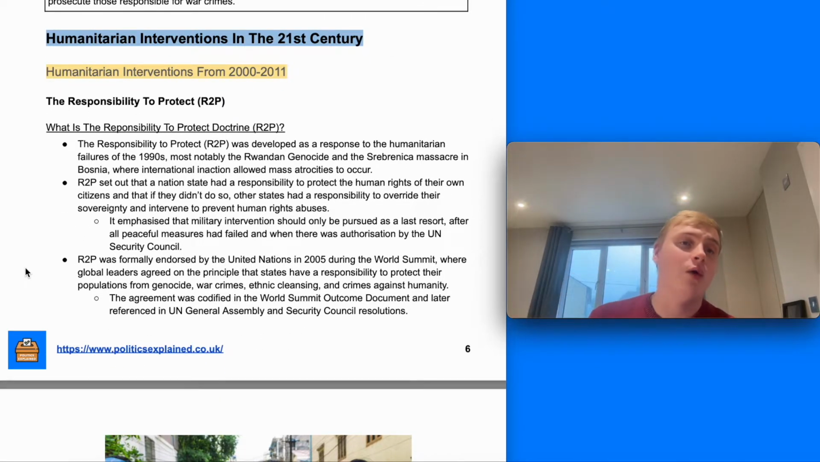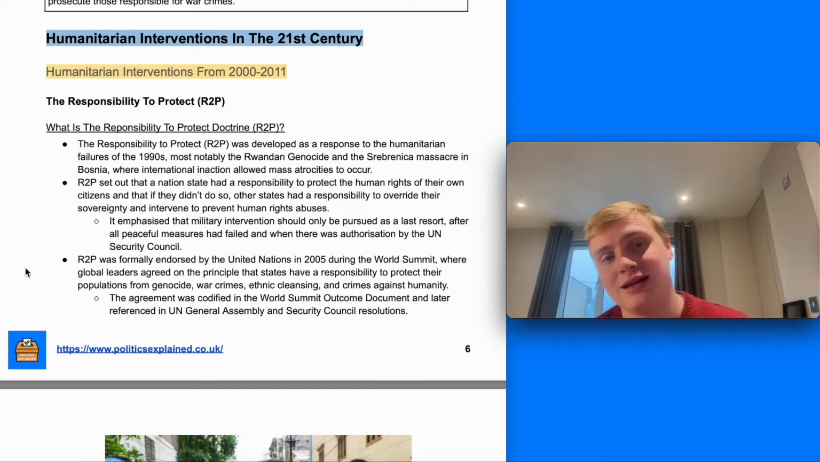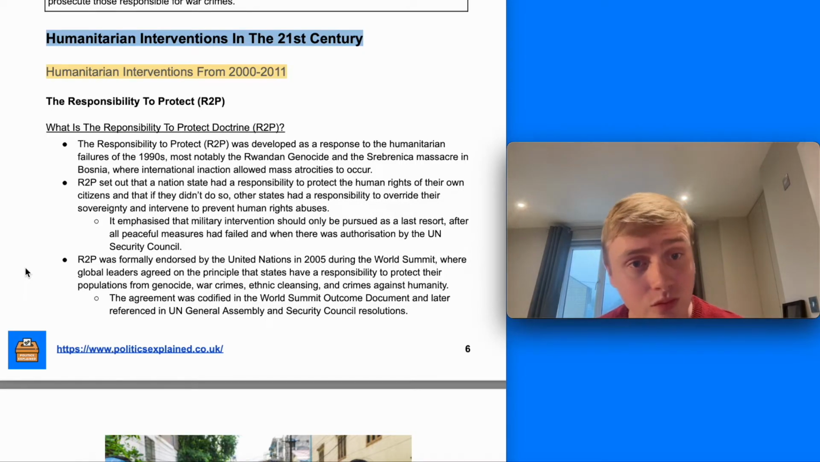What we're going to have a look at now is humanitarian interventions, or lack of humanitarian interventions, and how things developed in the 21st century. And the start of this is the responsibility to protect doctrine, which was developed in response to the humanitarian failures of the 1990s, in particular the Rwandan genocide, where international inaction allowed mass atrocities to occur.